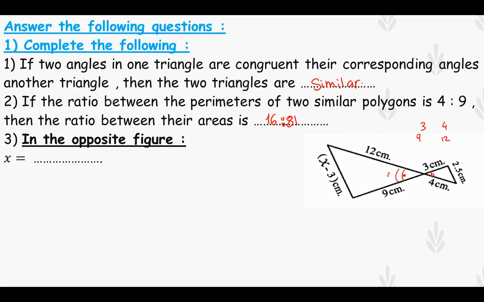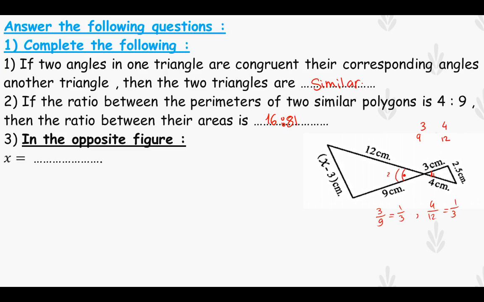Here the ratio will be 3 over 9, which equals 1 over 3, and 4 over 12, so the ratio will also be 1 over 3. So angle equals angle, and the enclosing sides are proportional, so the triangles are similar.